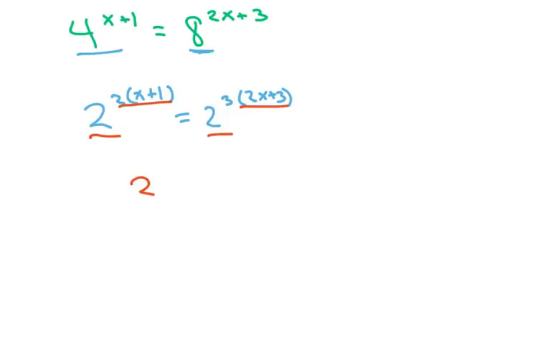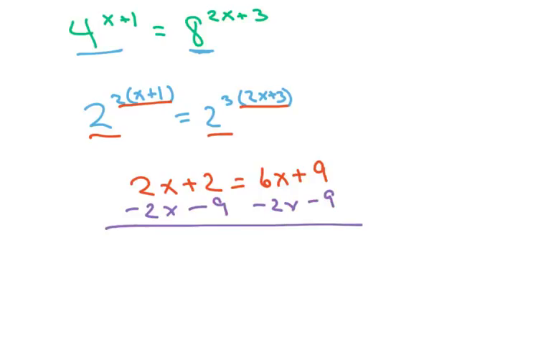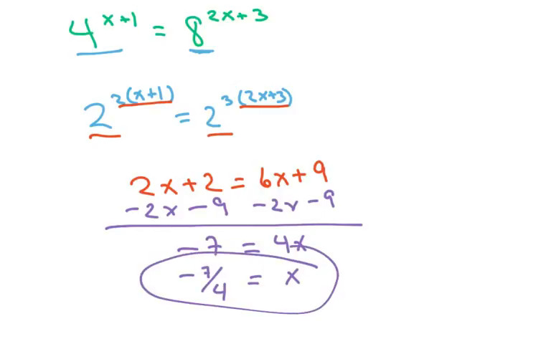I'm going to go ahead and distribute: 2x plus 2 equals 6x plus 9. In this case, I'm going to go ahead and subtract 2x from both sides. And I'm going to subtract 9 from both sides. So you get negative 7 equals 4x. So x equals negative 7 over 4. You can plug that in and check, and it should work.